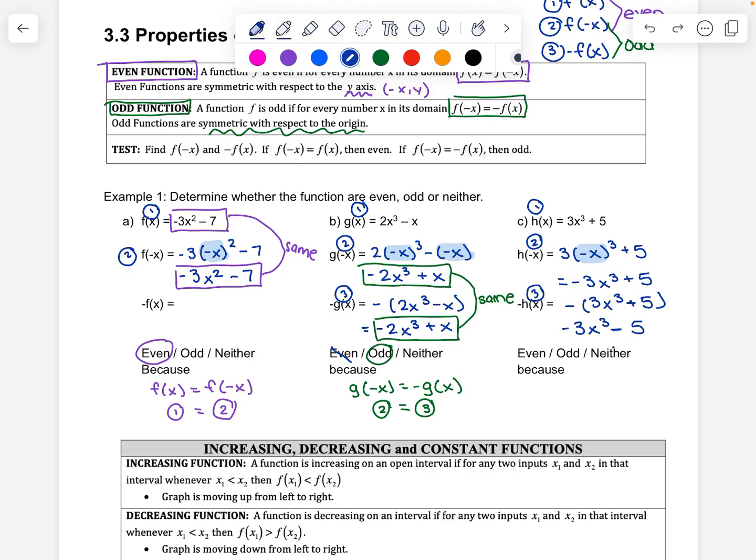So for that reason, it's going to be neither, because f of x does not equal f of negative x. That would have been even. And also, f of negative x does not equal negative f of x. So it's not even or odd.